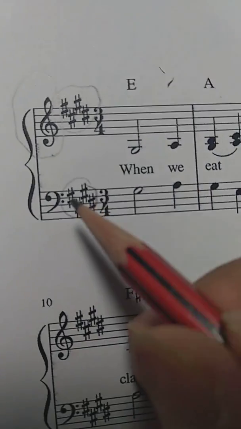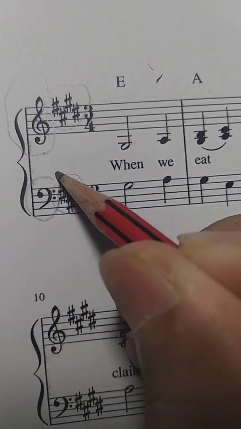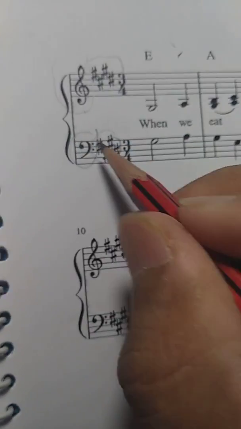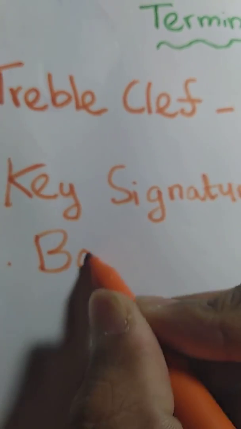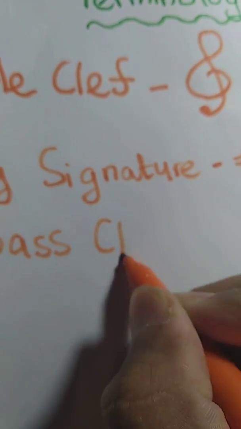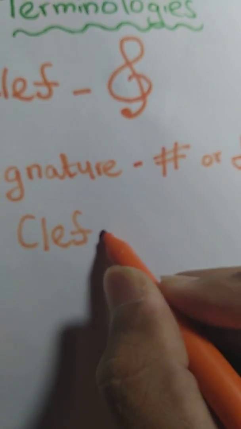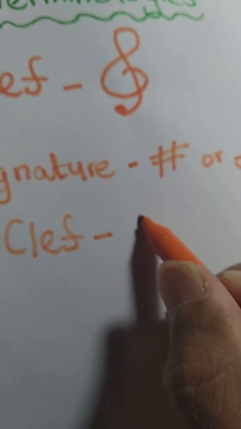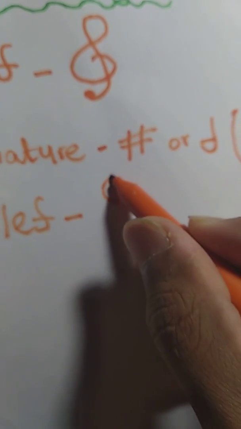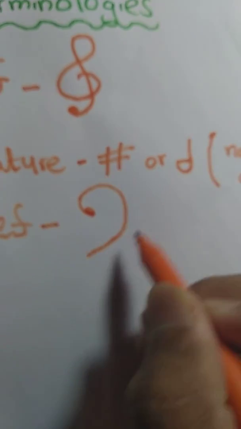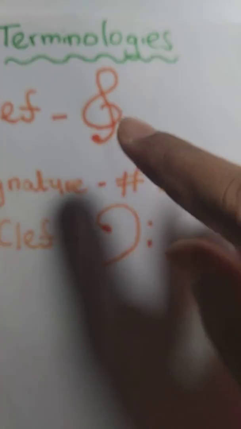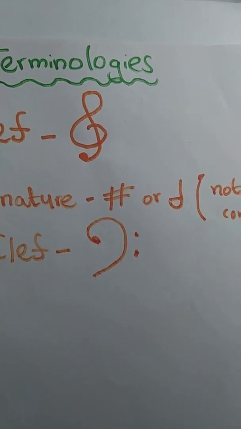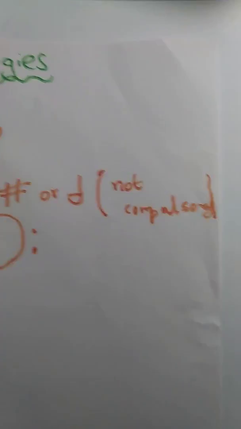Then here we have another one. These two are like brothers, they go along together. This is known as the bass clef. The bass clef looks like this, with two dots. This is the bass clef, and this is the treble clef. These are like brothers, they go along together.